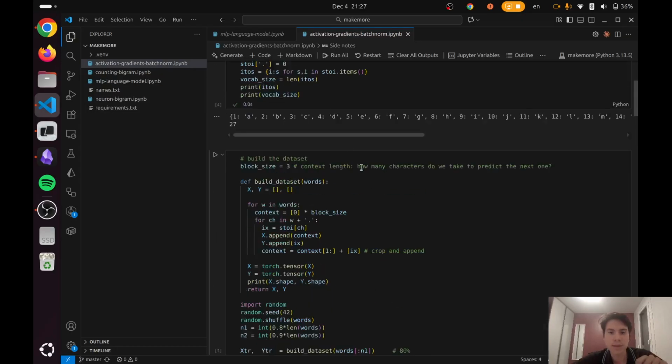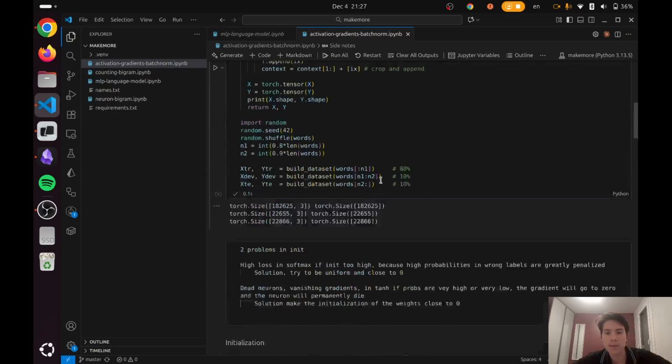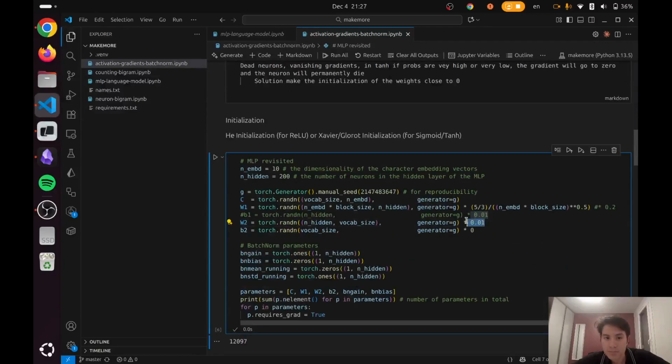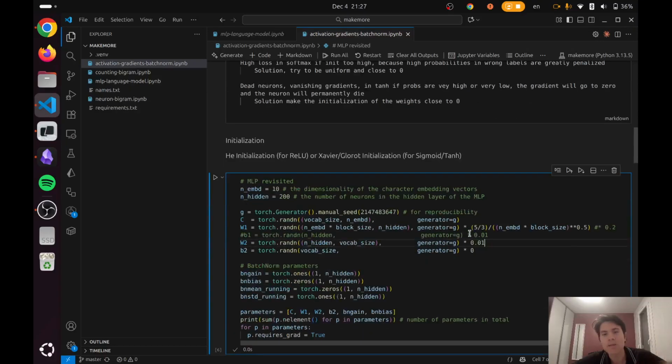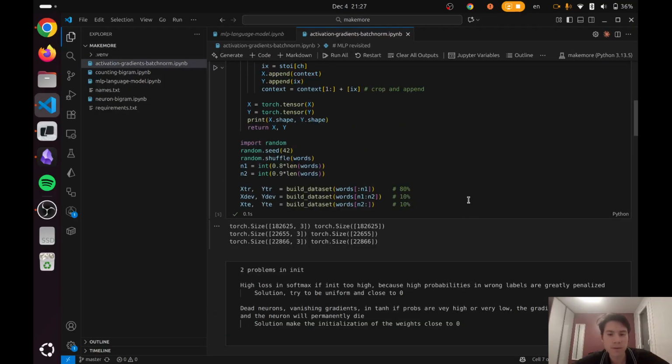What we do here is basically multiply the weight and the bias initialization by some small number to make it close to zero, just for the first iteration.